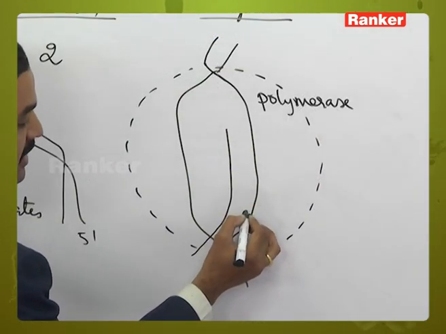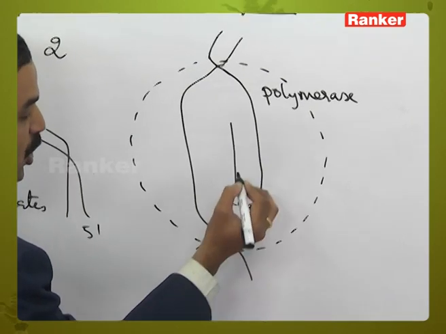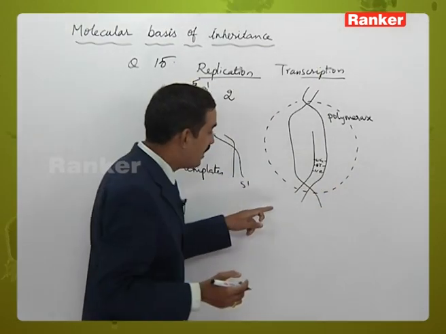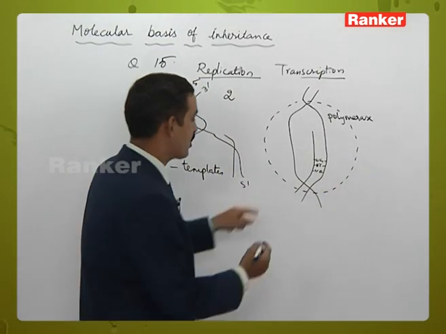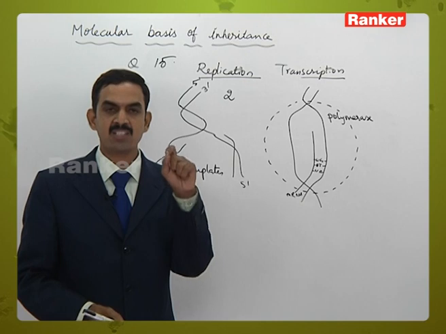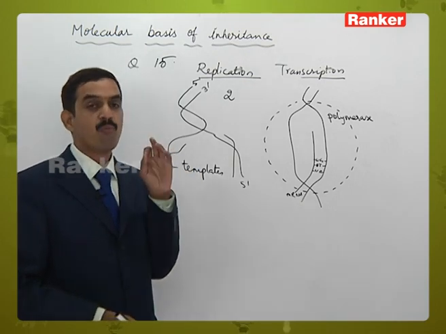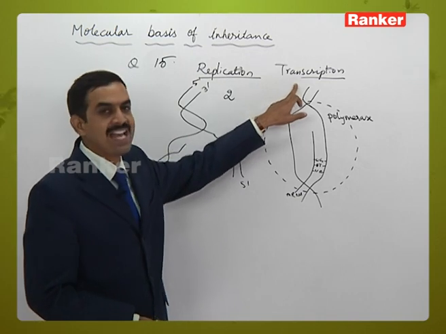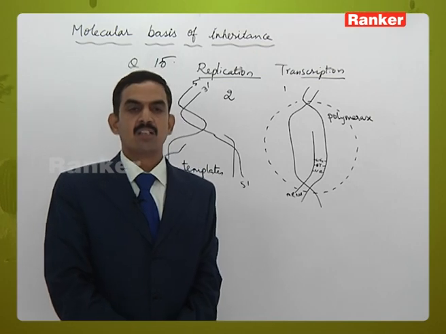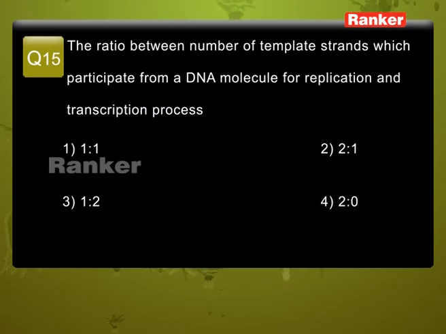For example, here on this DNA strand, if A is there, U will be formed, if T is there, A is formed, G, here C will be formed. Likewise only one strand is helping in the formation of this mRNA molecule. So here only one strand of DNA is acting as a template for formation of mRNA during transcription process. So the ratio between the strands of DNA which are acting as templates for replication and transcription is 2:1. Question number 15, the correct answer is 2.